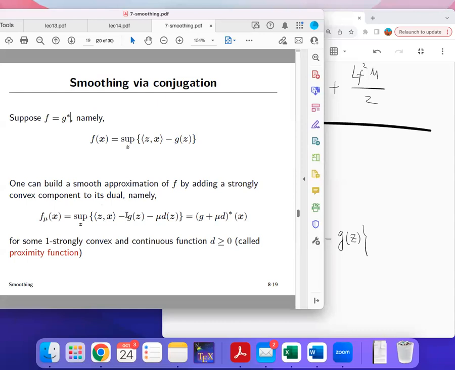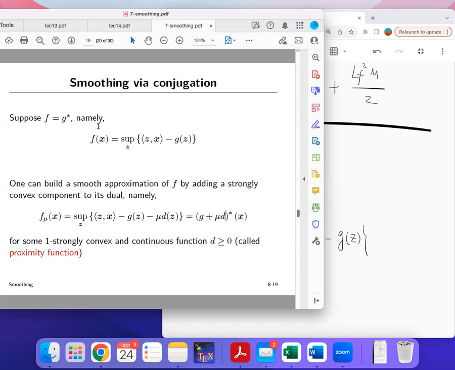And here is the same thing. Now it becomes g of z minus mu times d of z. Therefore, following this convention, the entire supremum is denoted as g plus mu times d to the conjugate of x. So you view this entire term as one function. The function we are looking at is g plus mu d. So this f mu x is the conjugate of this perturbed function. It's g plus mu times d.